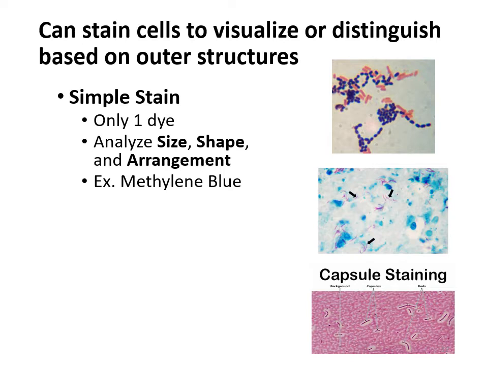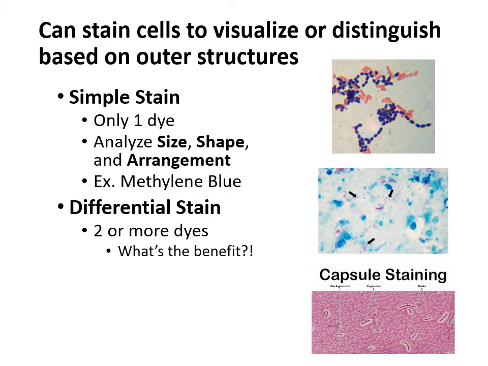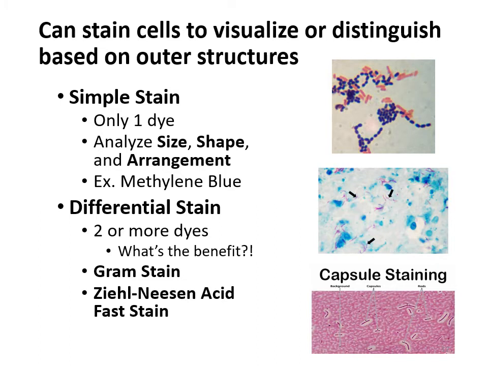If you want more information on that bacteria cell or to be able to distinguish things, then you need a differential stain. And a differential stain is exactly what it sounds like in its name: different colors. You now have two or more dyes, which means now you can distinguish between different structures or different organisms, which is very valuable, especially in the medical field. Some examples of differential stains are the Gram stain, the Ziehl-Neelsen acid-fast stain, and a negative stain.